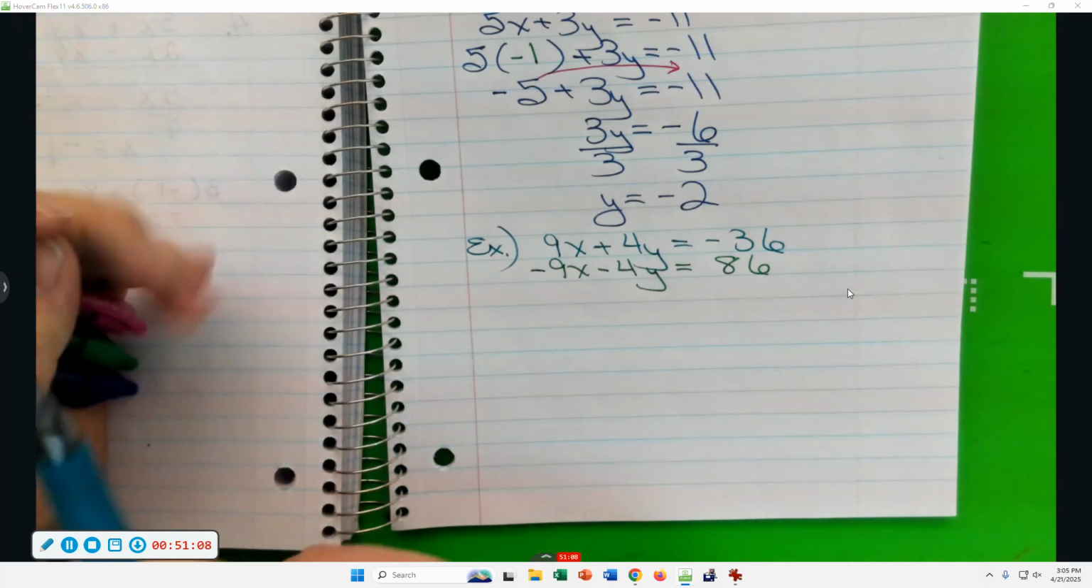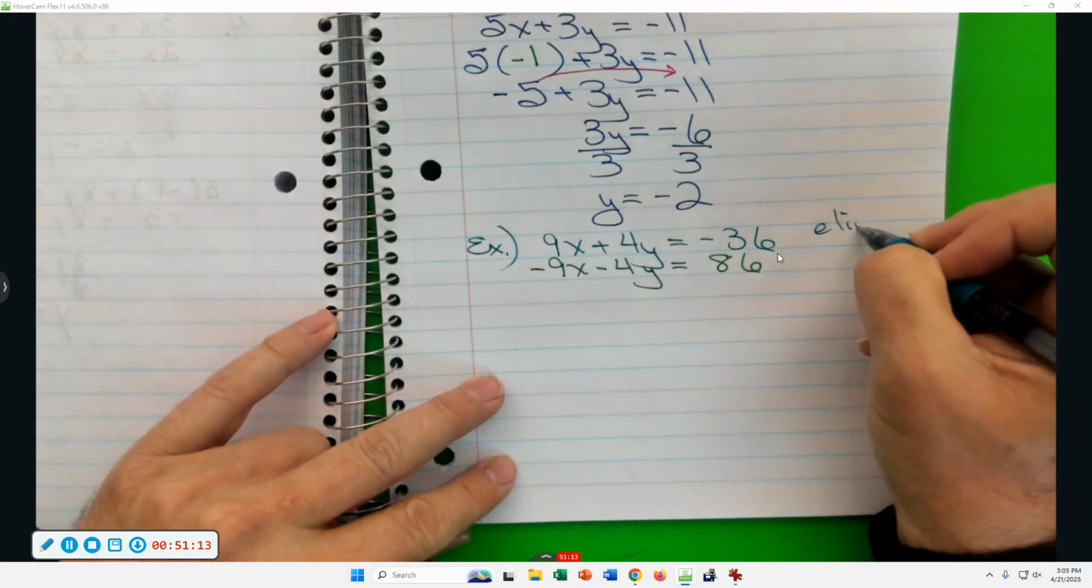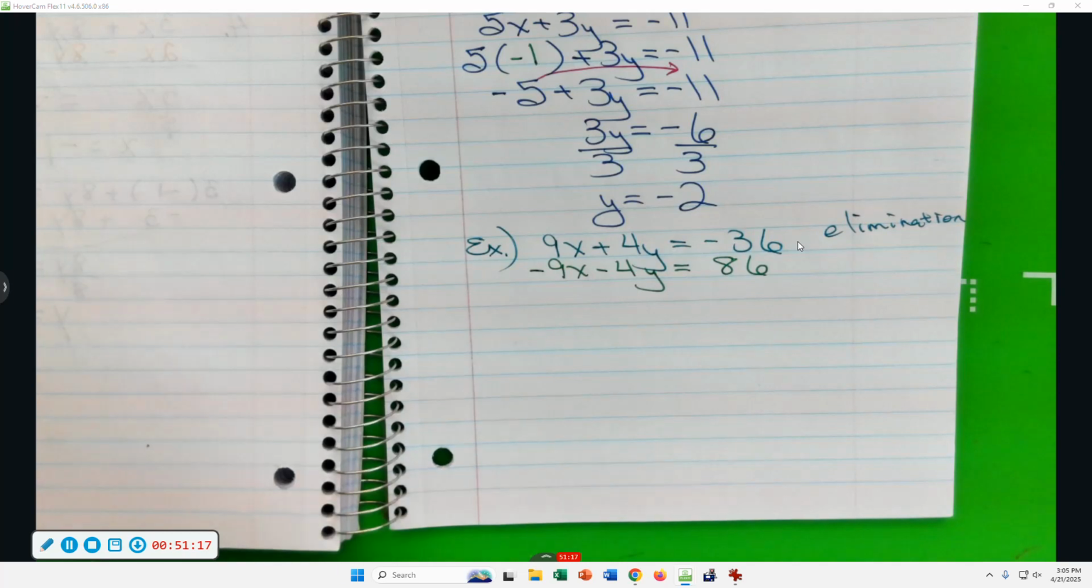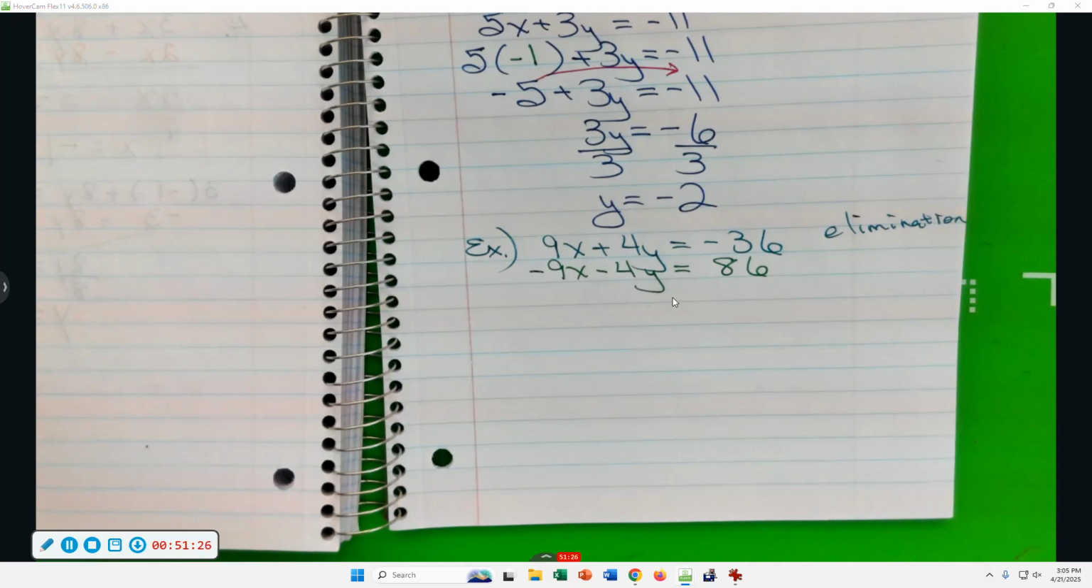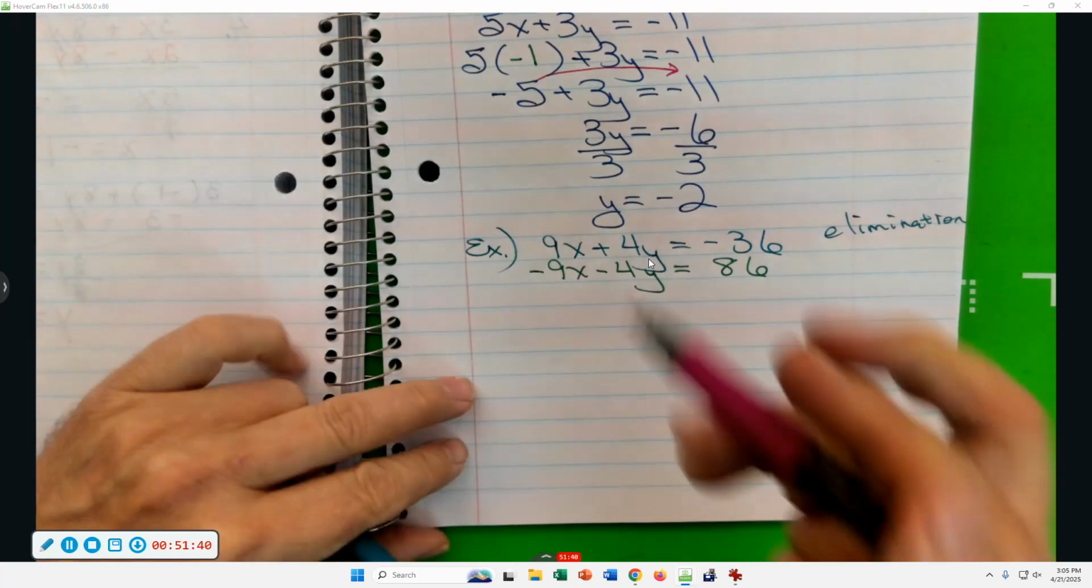Okay, let's suppose we had this problem. Chance to write it down. Suppose this is one that said solve by elimination. This is just an example I made up. I just want to show you what I mean when I say 0 equals 0 or 0 equals non-zero. This particular problem is tailor-made for elimination.